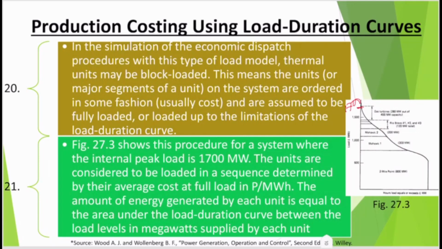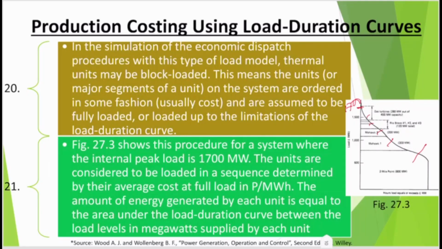Now the units are considered to be loaded in a sequence determined by the average cost at full load, in some price per megawatt hour. For each unit you can calculate it, and you can see there are unit types 1, 2, 3, 4, 5. There are so many power plants with different cost characteristics available to me, and they need to be loaded.